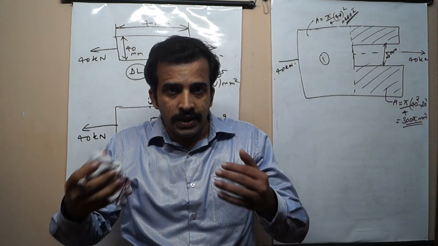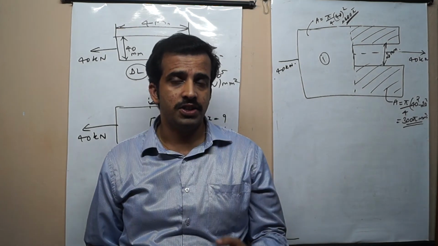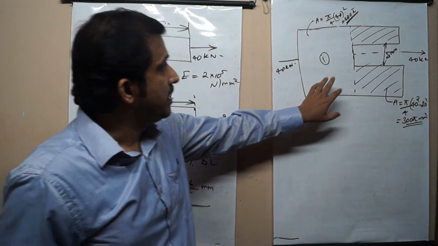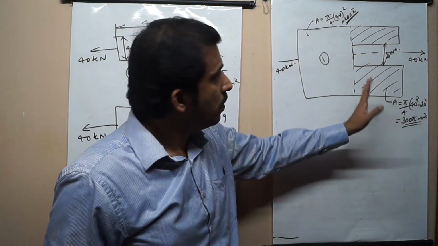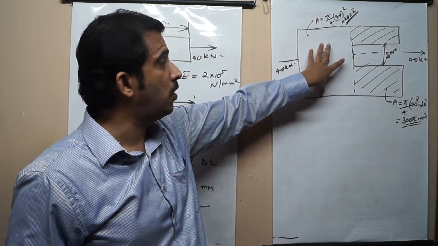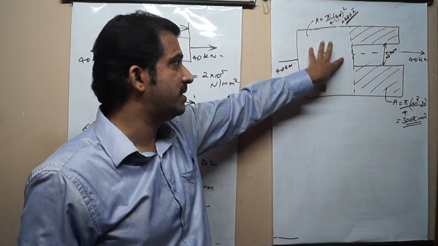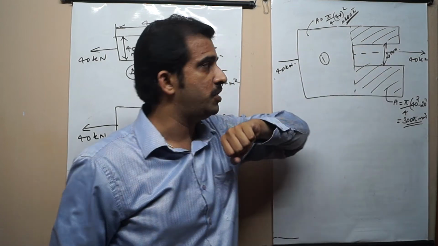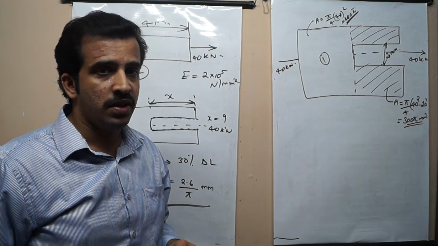The ability of the material to store energy before getting fractured. That means that if there is a hole, the toughness of this part will be less and the toughness of this part will be more. So more energy is stored per unit volume in this area. Less energy is stored in this area per unit volume. So that's the thing we need to understand.